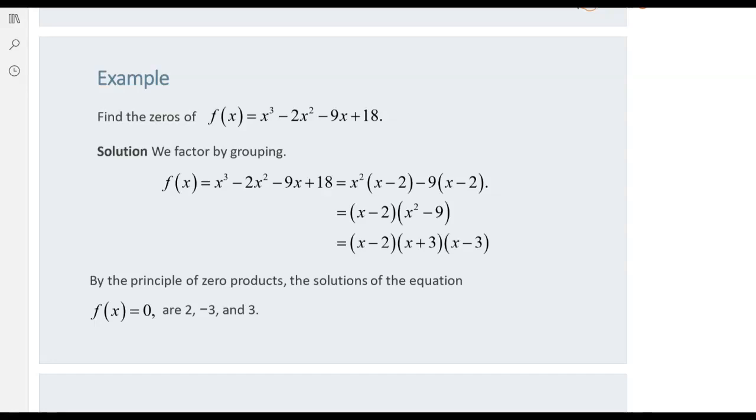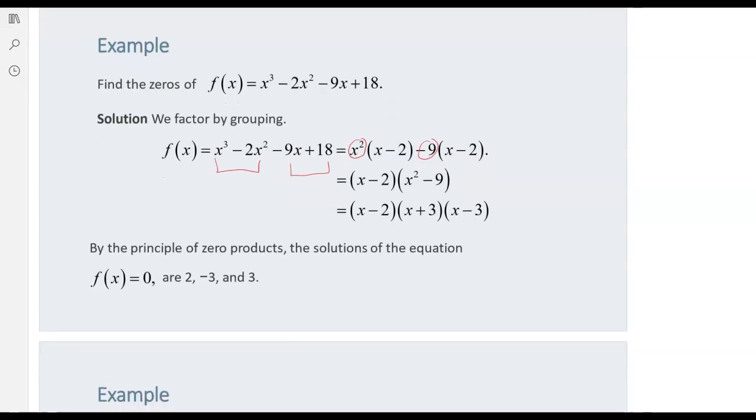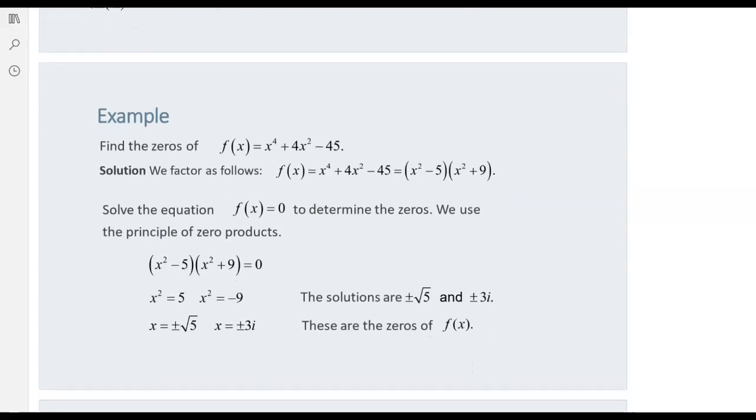Here's an example of a cubic. We factor by grouping this. We took out of the first two terms an x squared, and out of the second two terms, we took out a -9. And then putting this all together, we have (x plus 2)(x minus 2)... and we get 3 zeros. We're always expecting to get the number of zeros that will match the highest degree, the highest power, but that could include multiplicities.